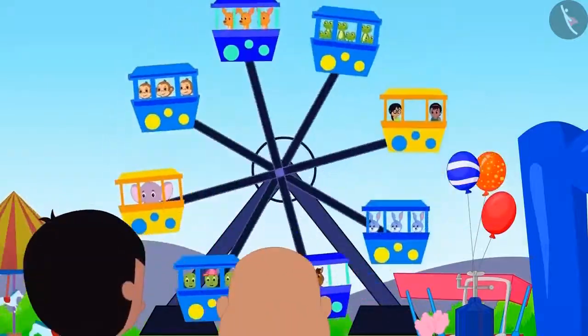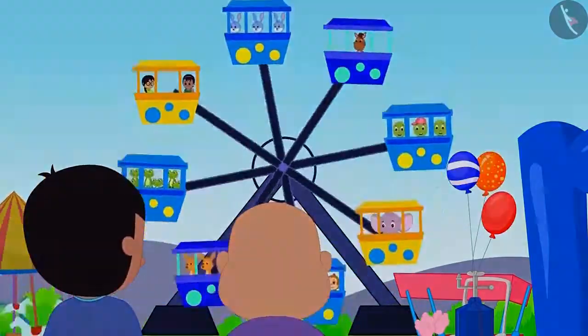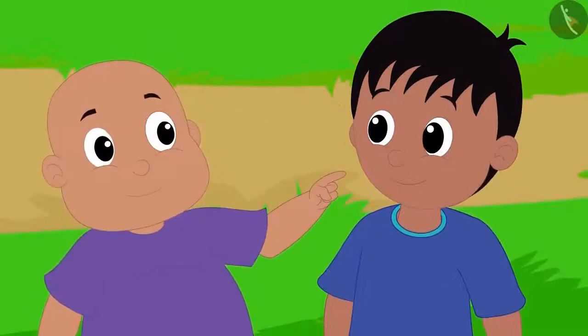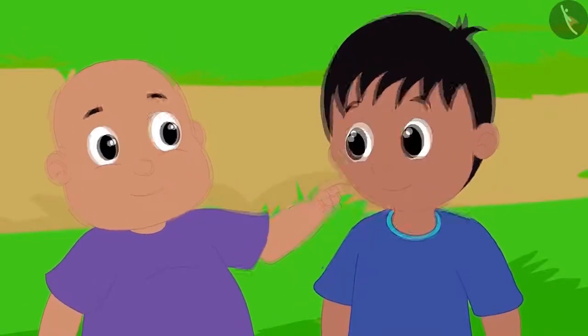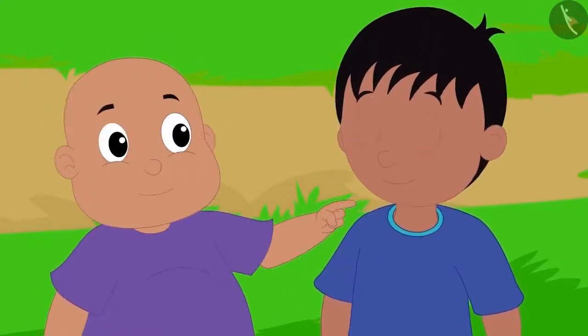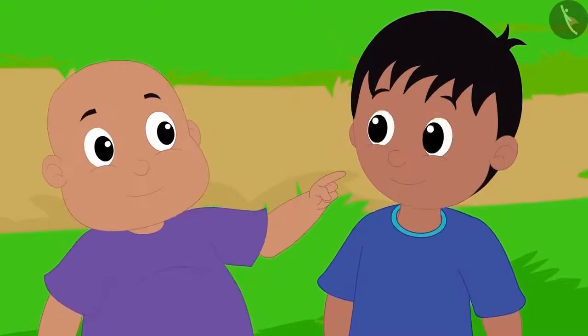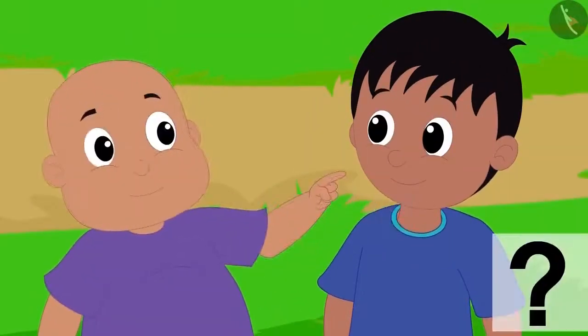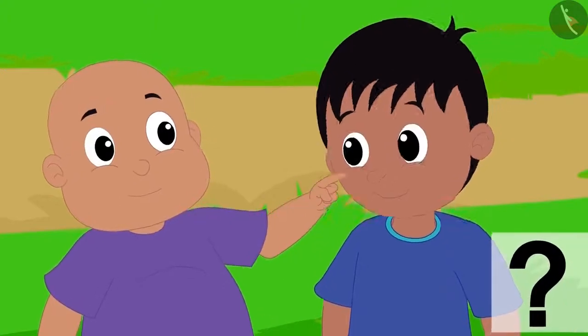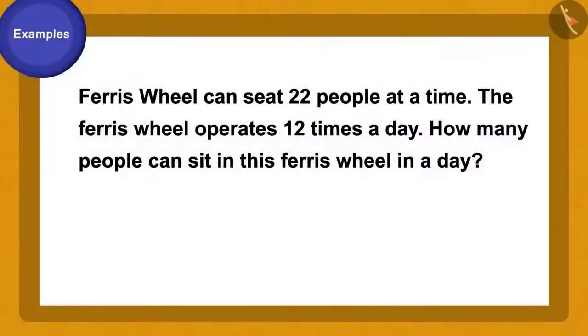Raju and Bablu are looking at this Ferris wheel. Raju asked Bablu, "How many people can sit in this Ferris wheel in a day?" Children, can you find the answer to Raju's question? At a time, 22 people can sit in it. And the Ferris wheel operates 12 times a day.